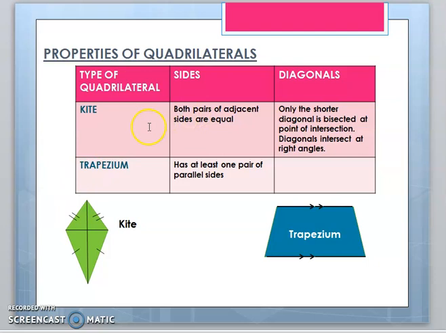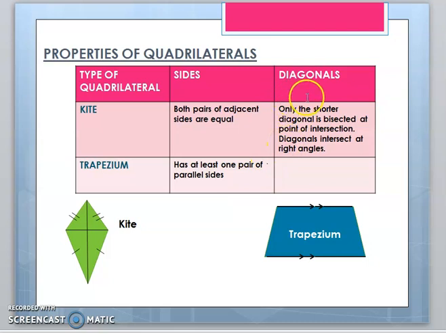We will start with kite. Now, if we talk about the sides of a kite, both pairs of its adjacent sides are equal. Now, what are adjacent sides? The sides which are next to each other. These two are adjacent sides. They are marked as equal. These two are the next pair of adjacent sides.